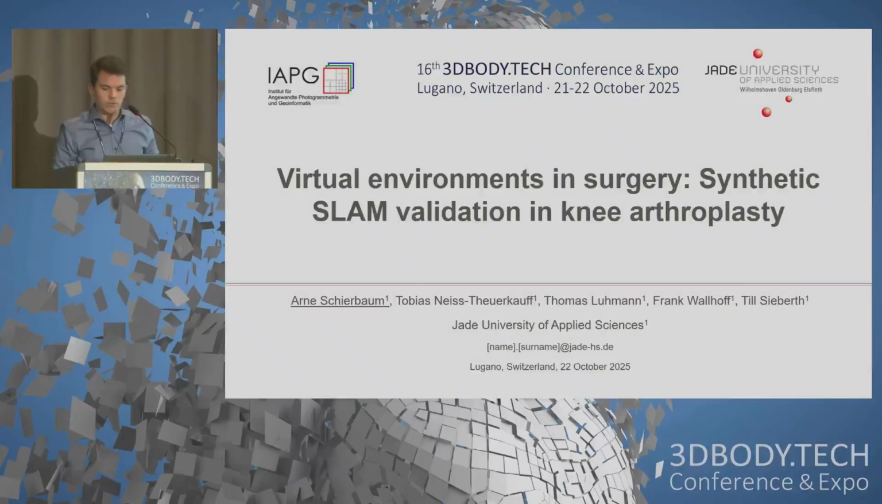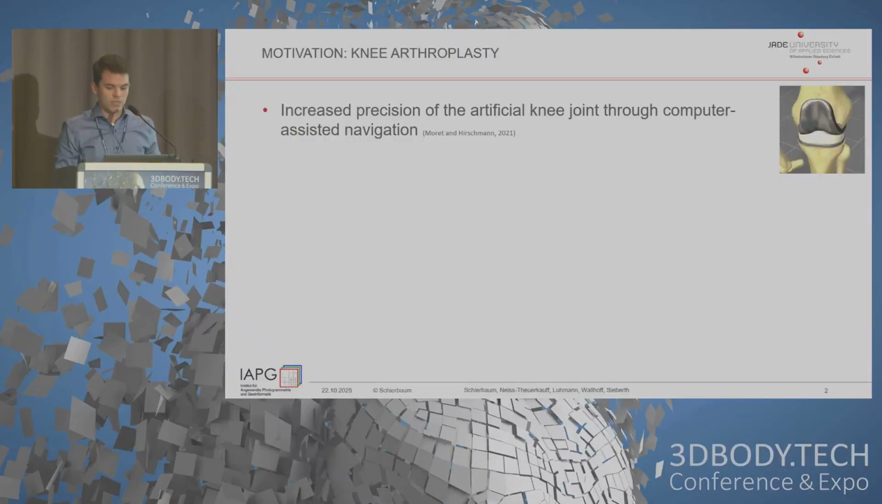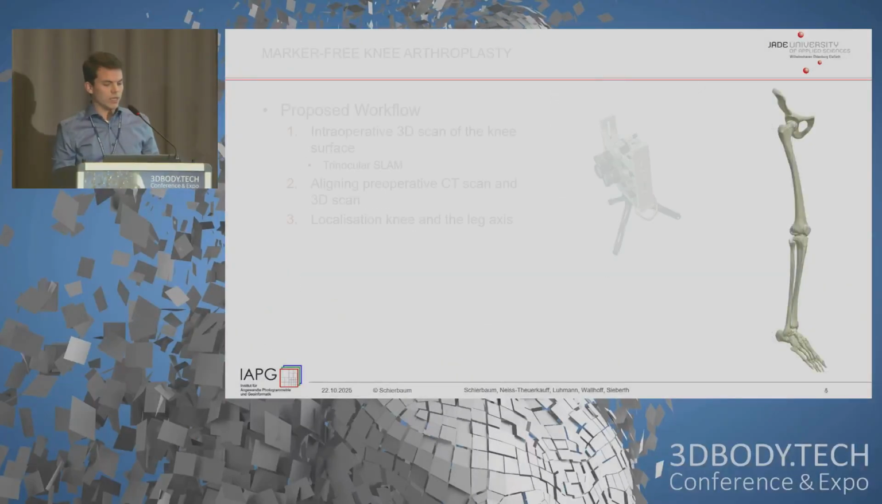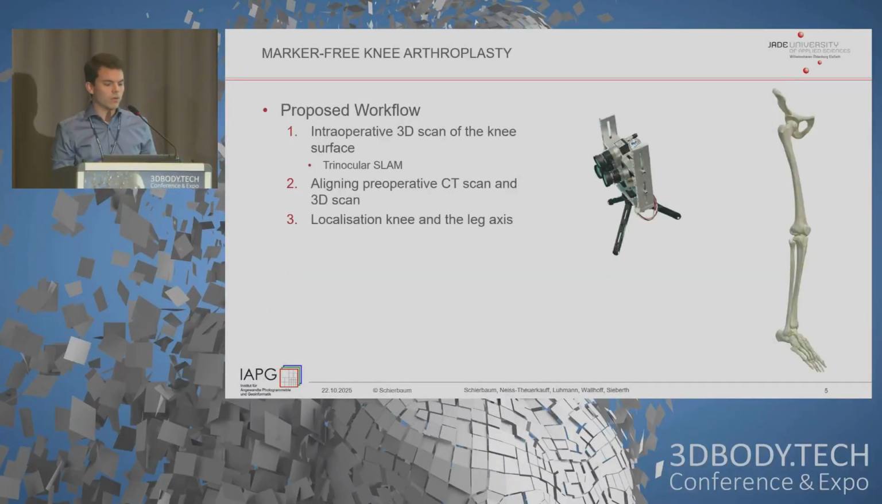Our research is into a scanning system in knee arthroplasty, where we want to scan the knee surface during surgery. Knee arthroplasty, the implantation of knee joints, is one of the most frequently performed surgical procedures of all. For marker-free knee arthroplasty, our proposed workflow is an intraoperative 3D scan of the knee surface, the trinocular SLAM, which uses a 3-camera system. You see it here in the middle.